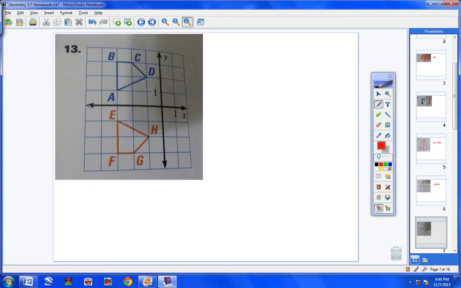Now here, think about it. If we were to fold this sheet of paper right on the x-axis, this point here would fall here, this point would fall here, this point would fall way over here, and this point here. So yes, we definitely have a reflection, and we say it would be a reflection in the x-axis. I hope that makes sense, guys.